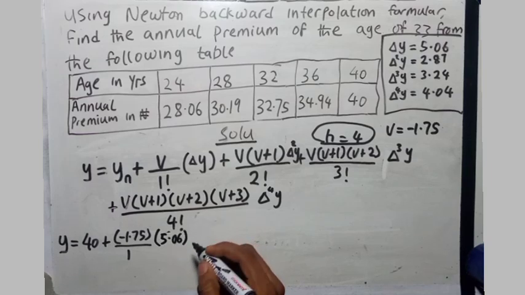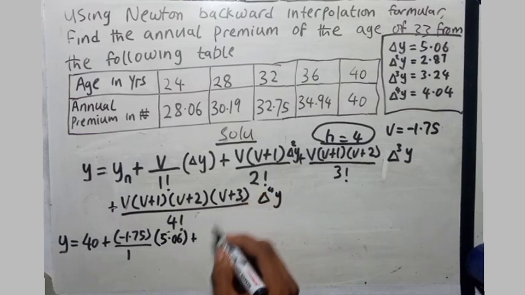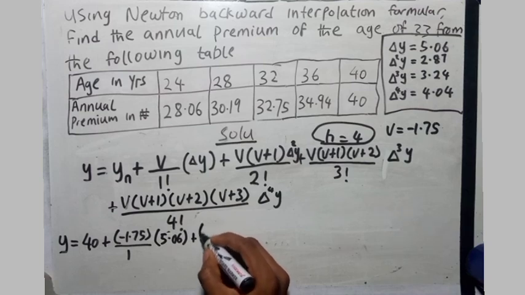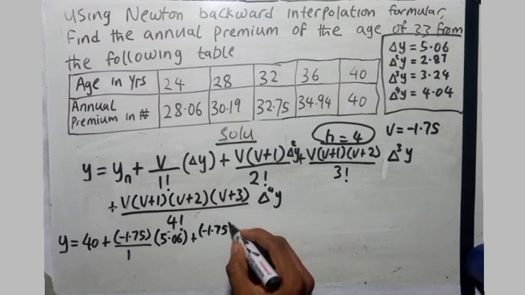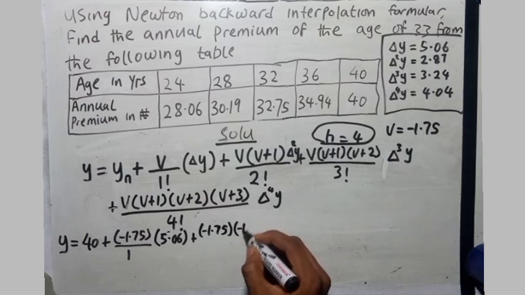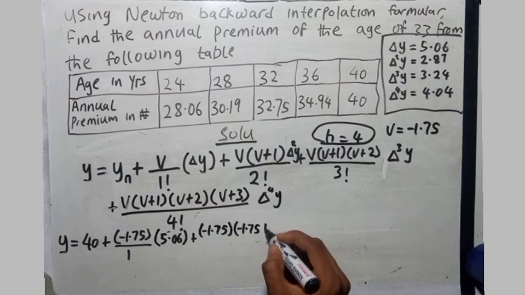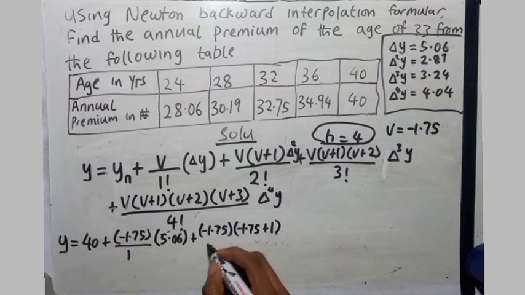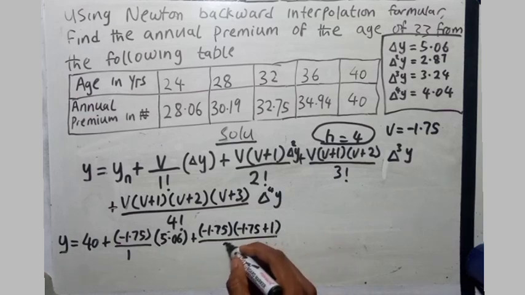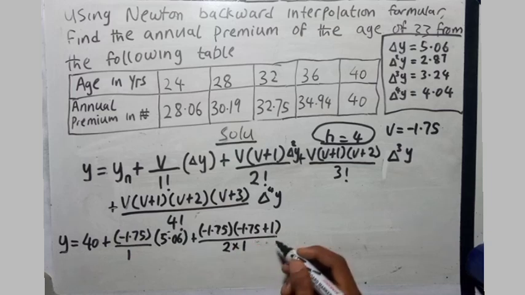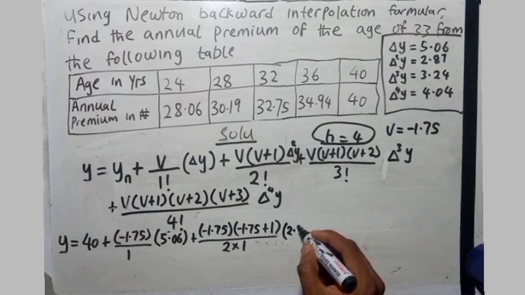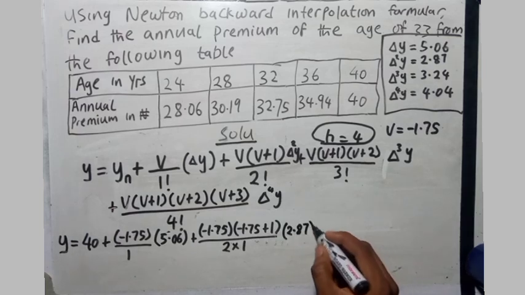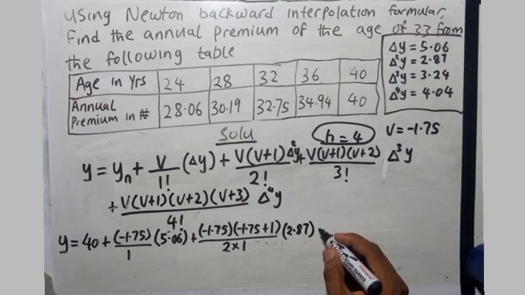5.06. Now we will add this to the second one, which is minus 1.75. They will multiply it by minus 1.75 plus 1 over 2 factorial, which is 2 times 1. And we also multiply it by our second change in y, which is what? 2.87.